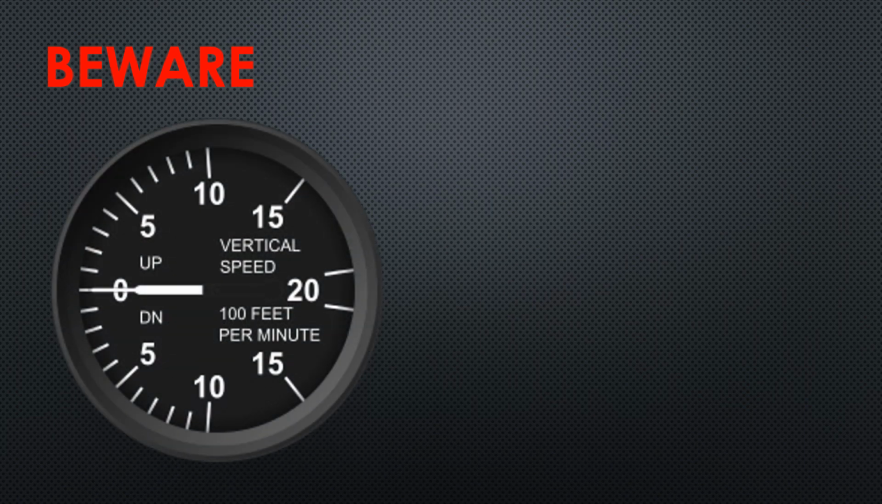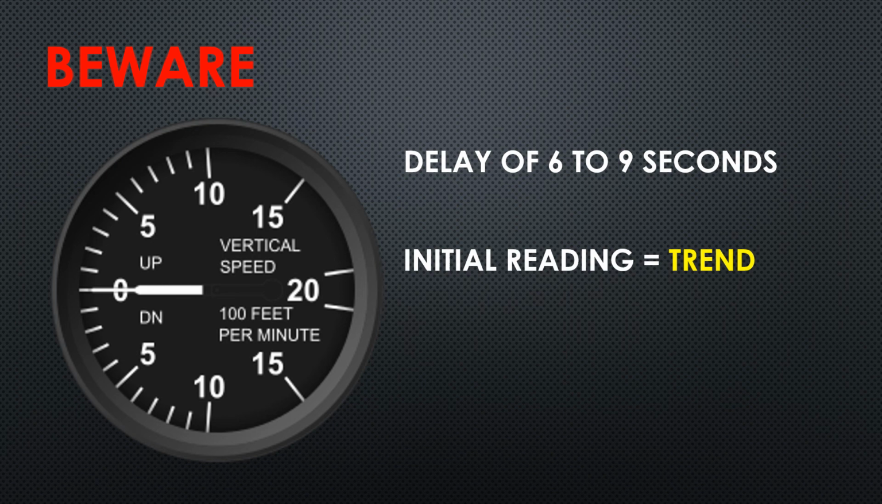Keep in mind that there is a lag in the VSI, giving an inaccurate reading until the pressure stabilizes at a delay of roughly 6 to 9 seconds. The initial reading on the VSI is called trend, while the accurate reading is called rate.